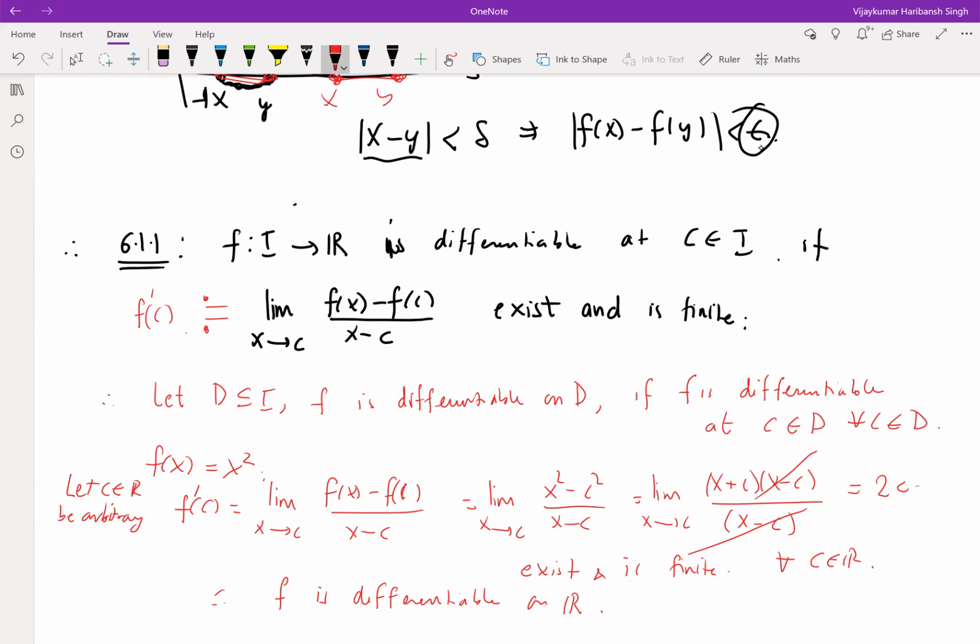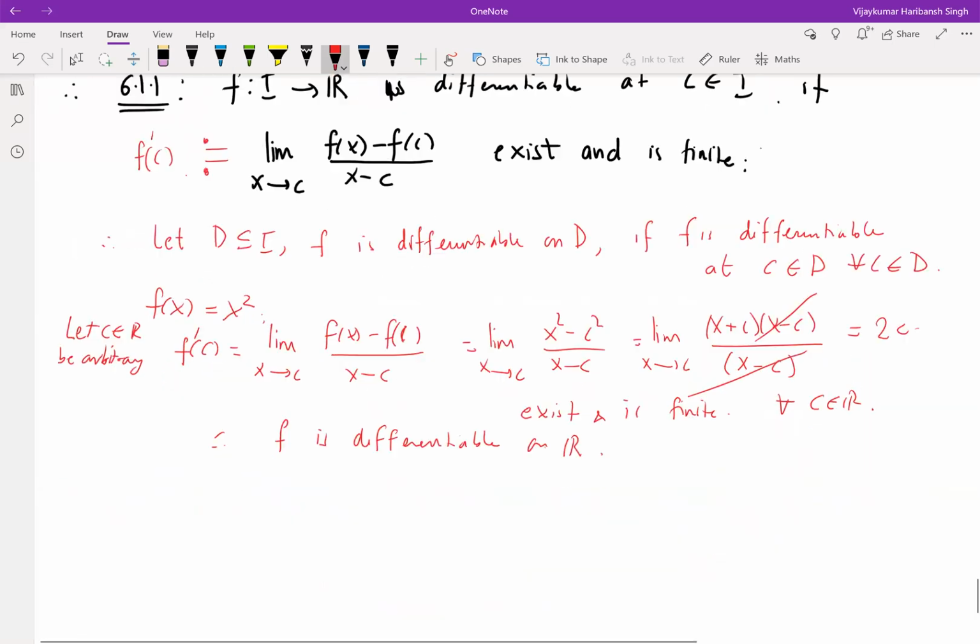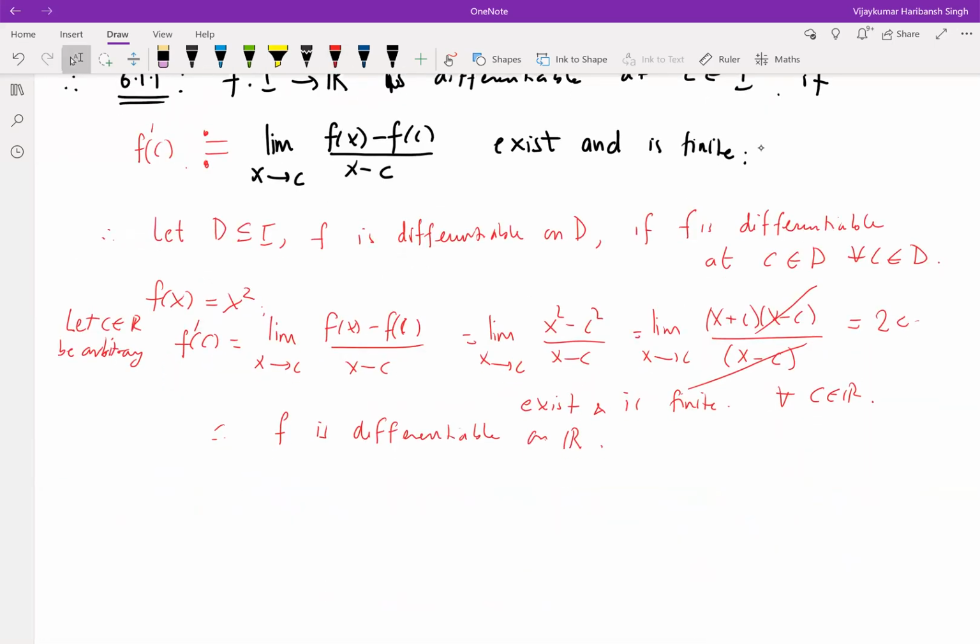All right. So now we have all the tools and discussions from the limits, right? Which we can transfer over here. Namely, we can have the following theorem, 6.1.3, which says that let f be from I to R.